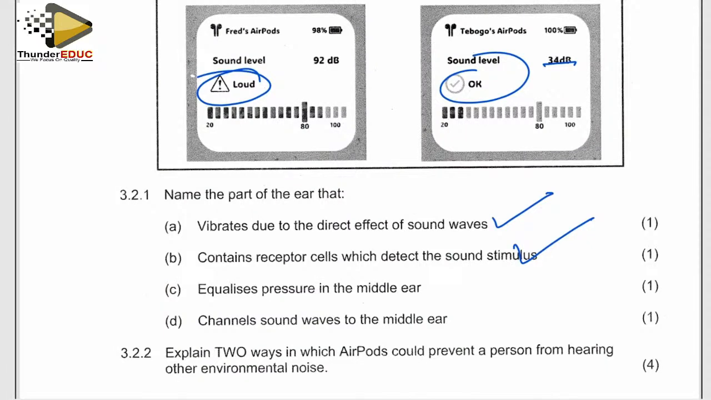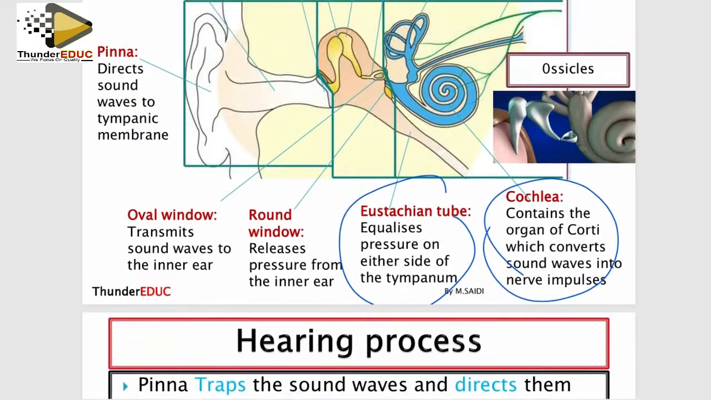They're saying explain, so we are done with that. Channel sound waves to the middle ear. The one which brings sound waves into the middle ear. You see, it is the auditory nerve.